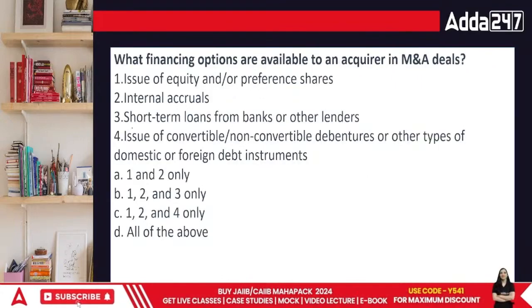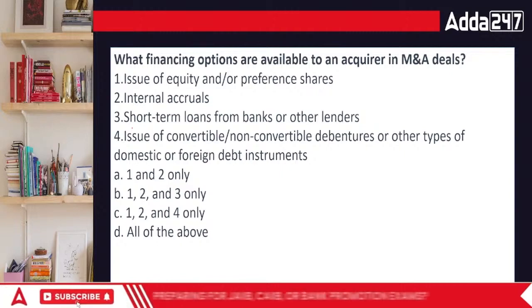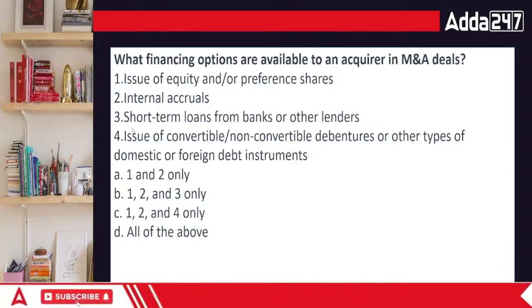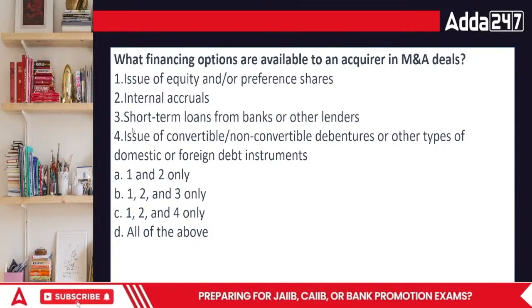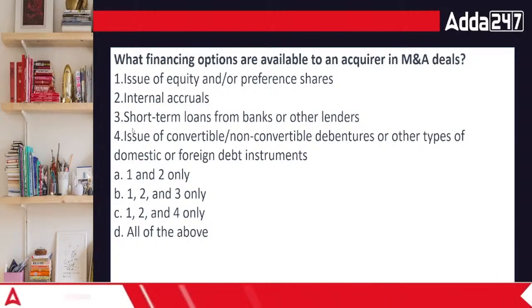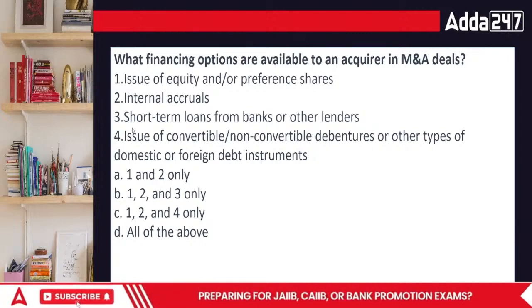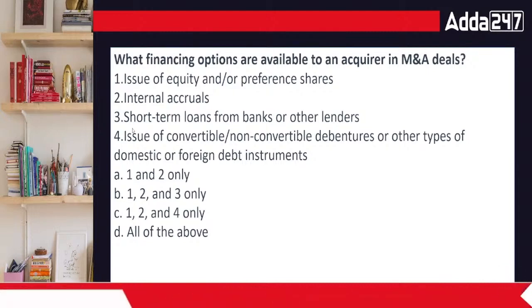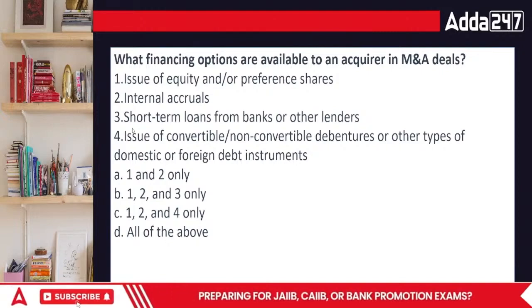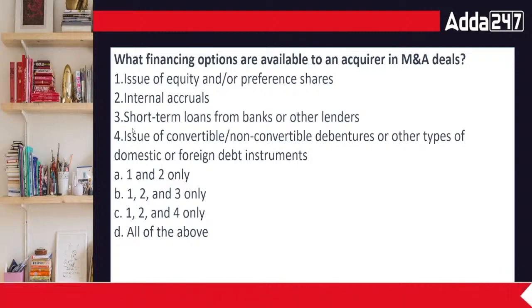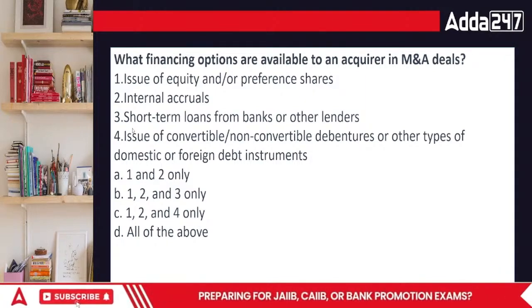Next, what financing options are available to an acquirer in M&A? Issue of equity shares, internal accruals, short-term loans and advances, and issue of convertible or non-convertible debentures. See, if the financing options are available and the company is opting for mergers and acquisitions, then it can use any of these methods. They can go for equity, they can go for debt, they can also go for the hybrid, that is preference shares. They can also take long-term or short-term loans. So these two things can be set off. And the debentures which can be converted into equity, and the debentures which cannot be converted, will also be stated to you.